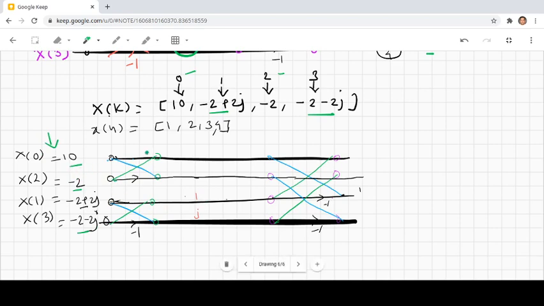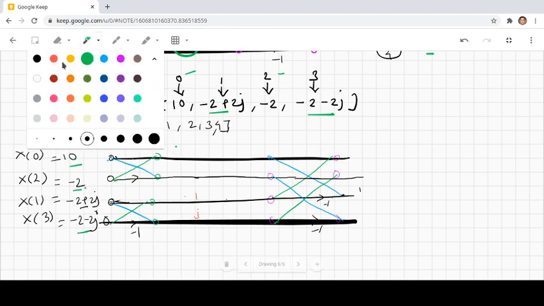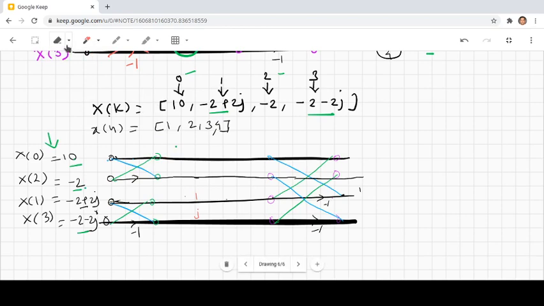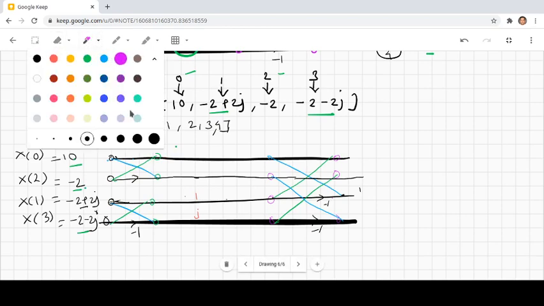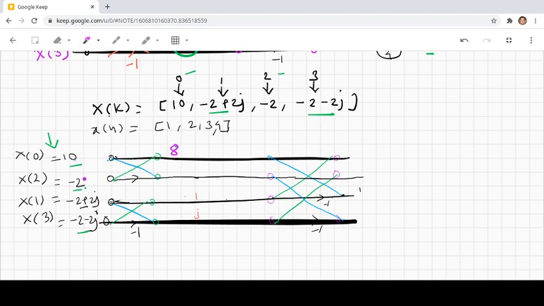Then what you have to do? Sum of these two numbers. 10 plus -2 is 8. 10 minus -2 will be 12. -2 plus 2j plus -2 minus 2j: plus 2j and minus 2j cancel. What remains is -4. And -2 plus 2j minus (-2 minus 2j), the minus becomes plus, and both j terms become plus, and hence we get plus 4j.